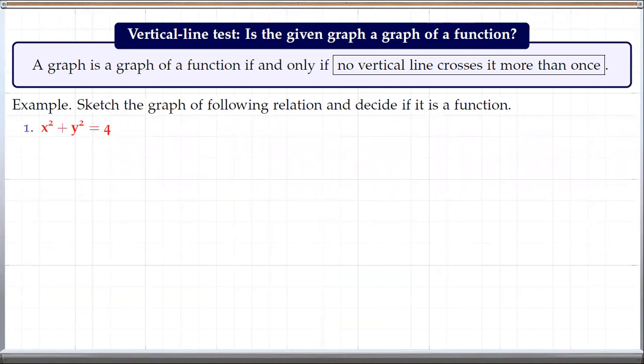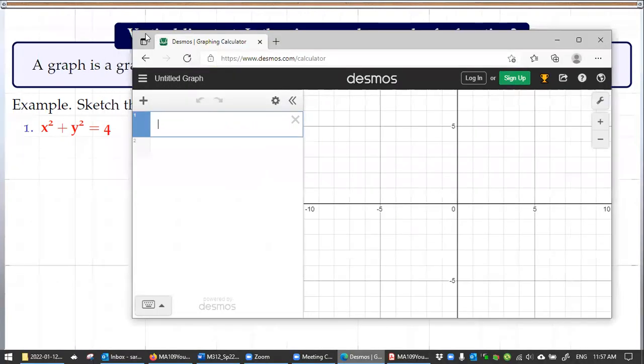Now, let's look at this example. It says, sketch the graph of the following relation and decide if it is a function. So let's graph this in Desmos. We just need to go to desmos.com/calculator, and this will show up. Over here, we just need to type in the given equation, x squared plus y squared equals 4. It looks like a circle.